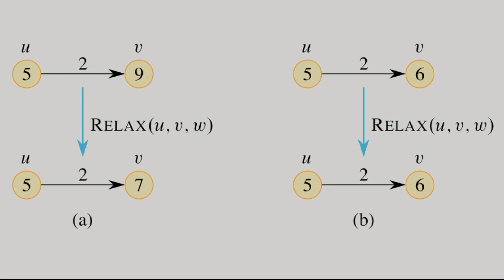Now 7 is less than 9 and hence the value of v is updated as 7. Now let's consider another similar example as shown in B, where the shortest path that is already estimated from v is 6 and the edge from u to v is 2. In this case, again, the shortest distance of v through u is 5 plus 2 that is equal to 7. But please note that the already estimated shortest distance of v is 6, which is smaller than 7, and hence the value of v is not updated.